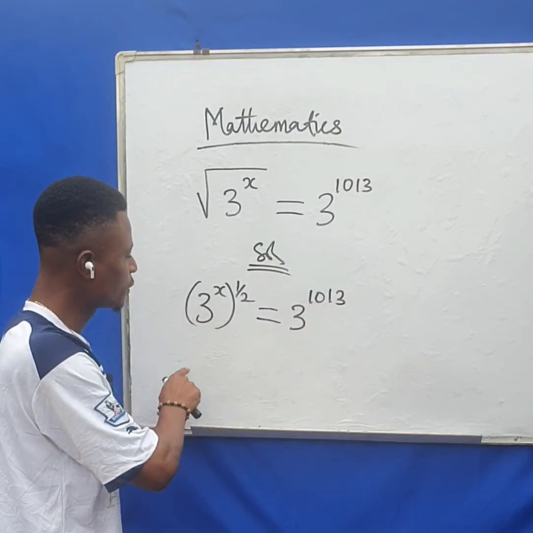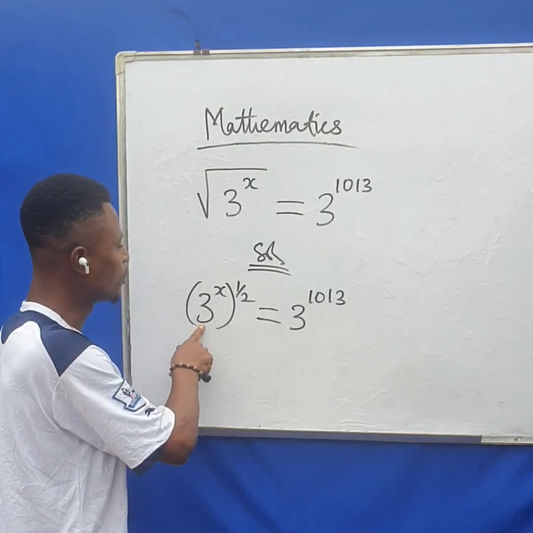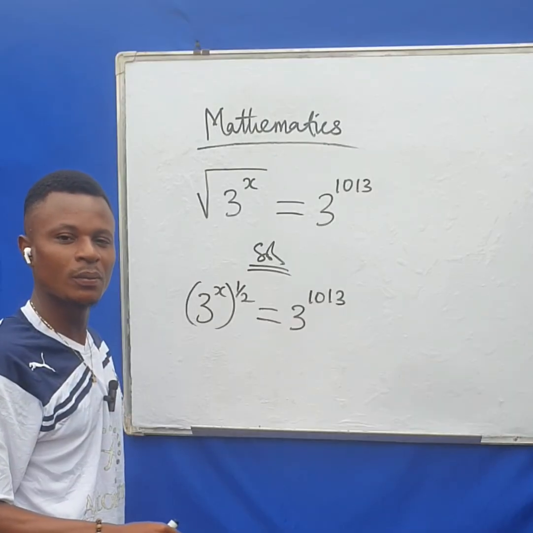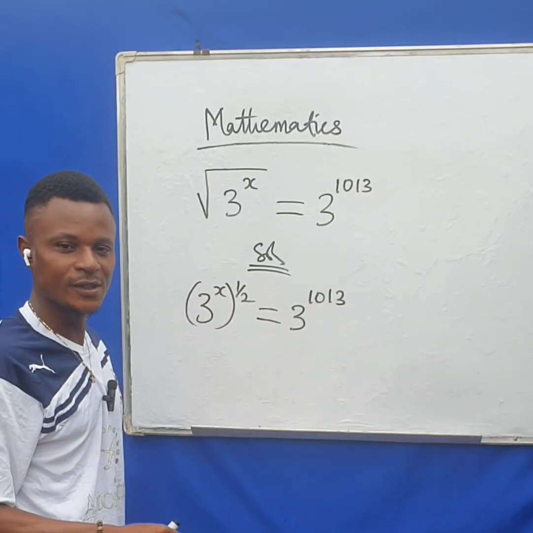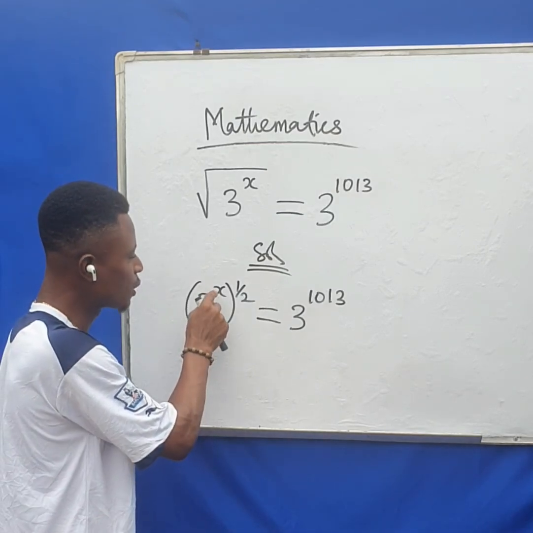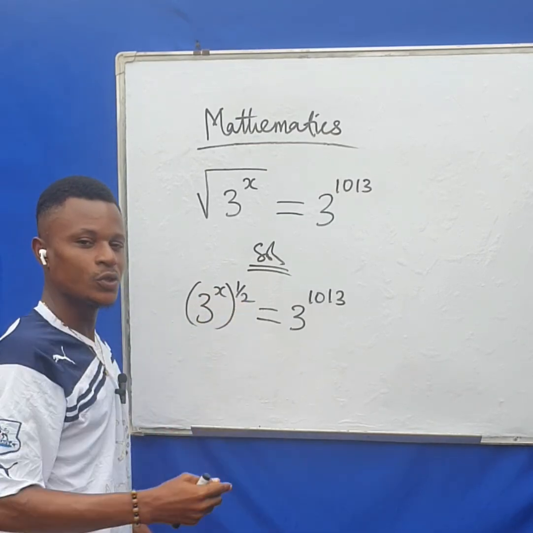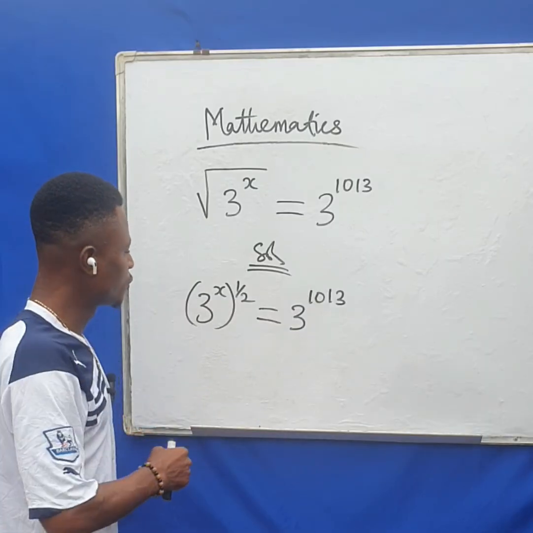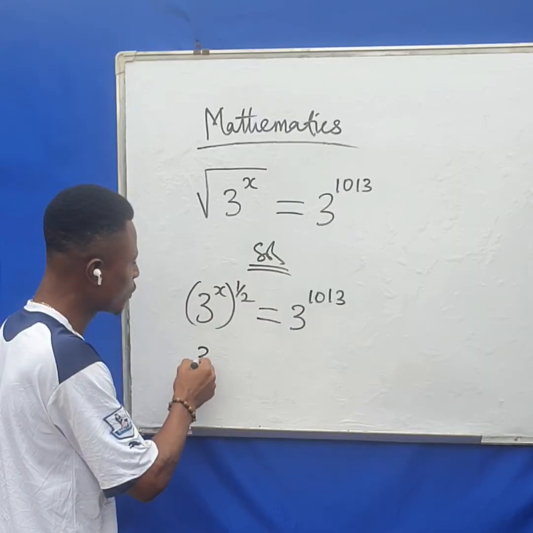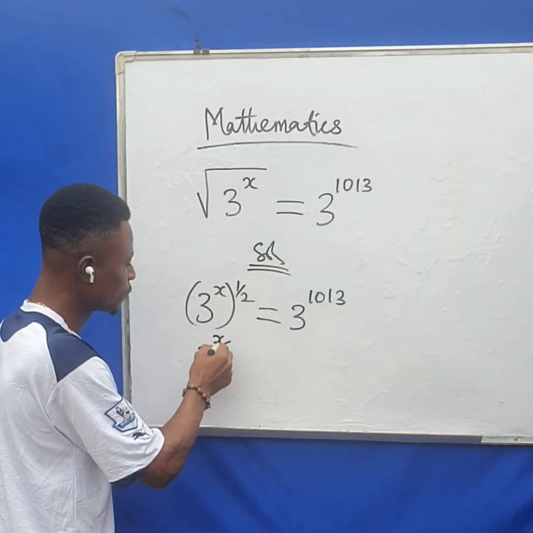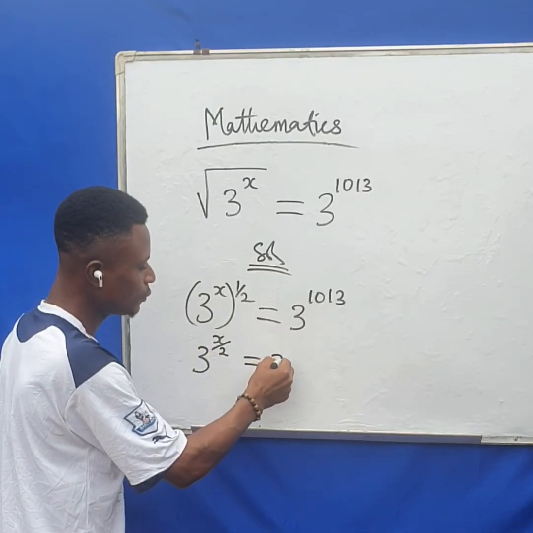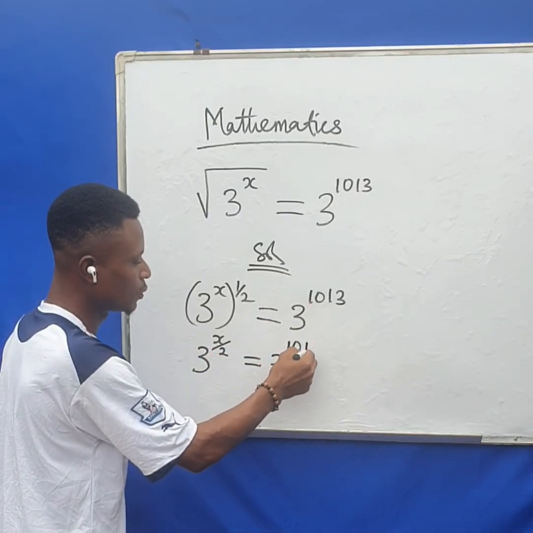Now, if you look at this again, you can see that this 3 here is raised to 2 powers, 1, 2. Because it has 2 powers, we are going to apply something called power law of indices. According to power law of indices, anytime a number is raised to more than 1 power, just like what you have here, then we should simply multiply the powers together. So we are going to multiply these 2 powers together. That means we are going to have 3 raised to the power of x times 1 will give us x over 2 equal to 3 raised to the power of 1013.